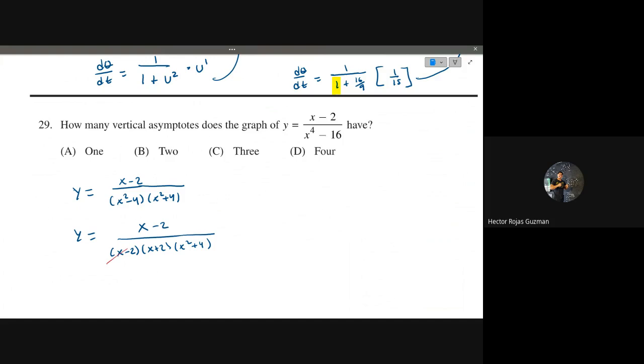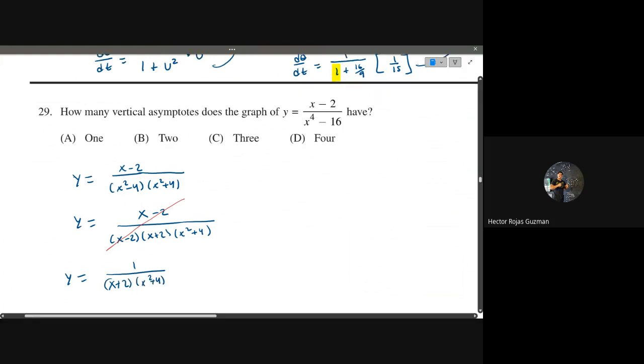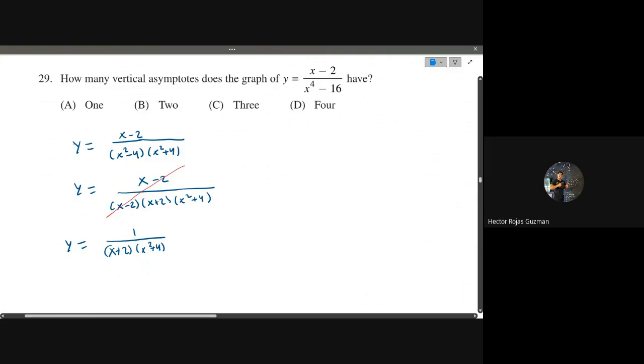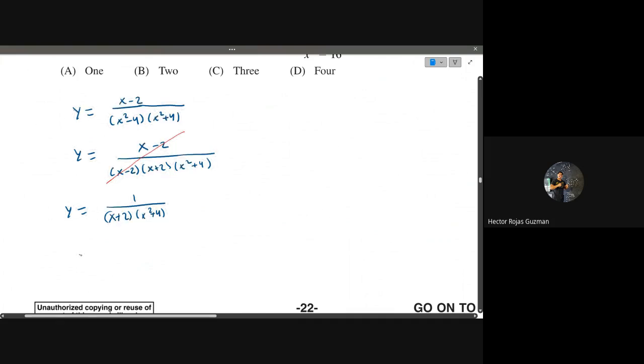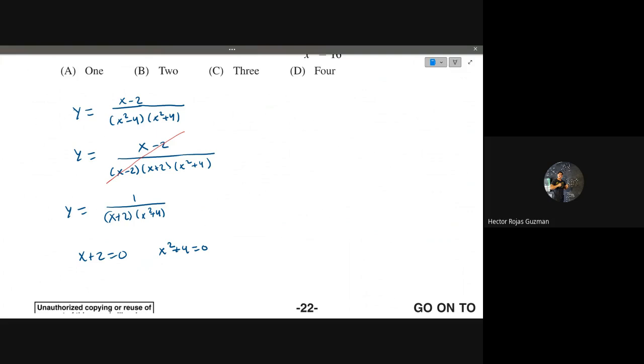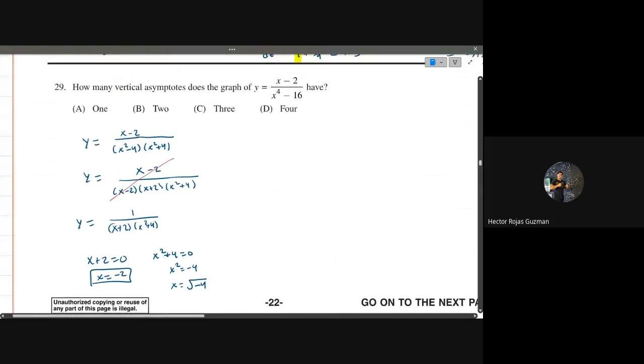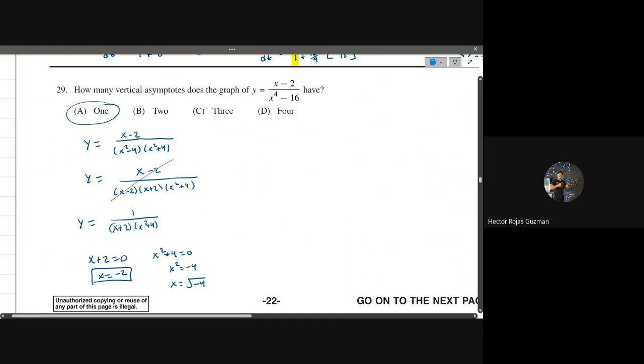And right here, you can see that these cancel out. From here, we're just going to make the denominator equal to 0. You don't even have to solve it. You can already see that the answer is going to be 1 vertical asymptote, because this one is going to give us a non-real solution. So we have 1 vertical asymptote.